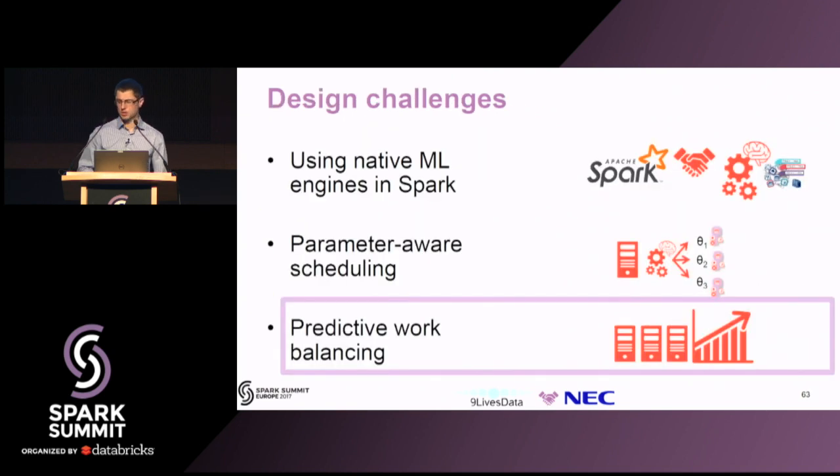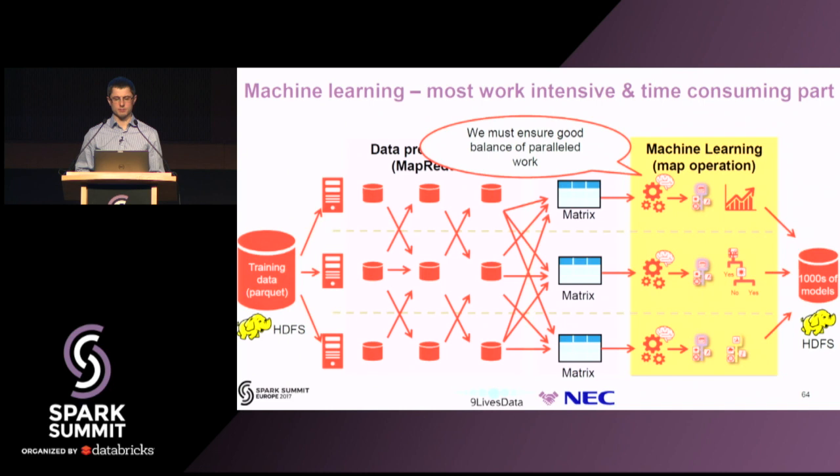Okay, and now design challenge number three, predictive work balancing. So machine learning phase is actually the most work-intensive and time-consuming part of the whole flow of our application. And that's why we must ensure very good balance of work that is parallelized in this phase.